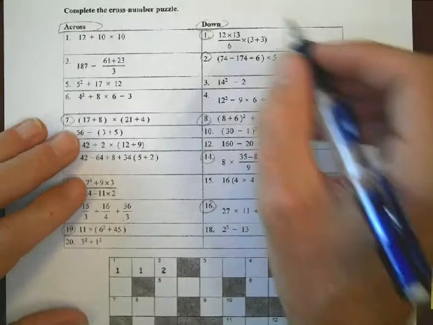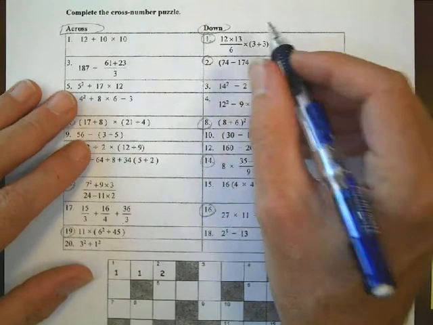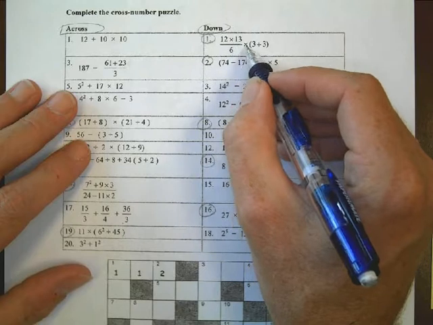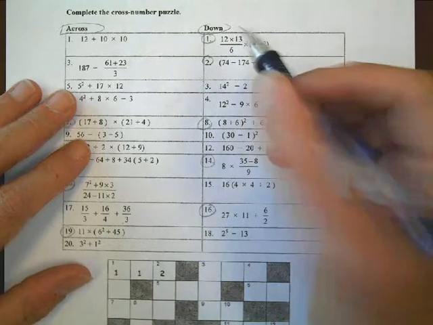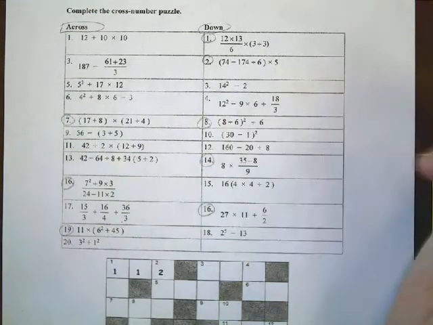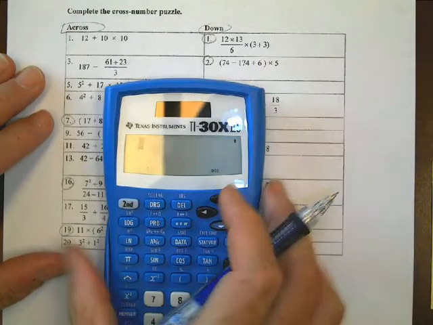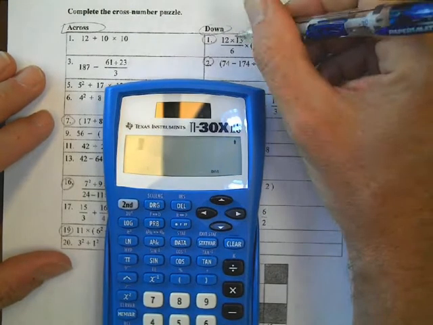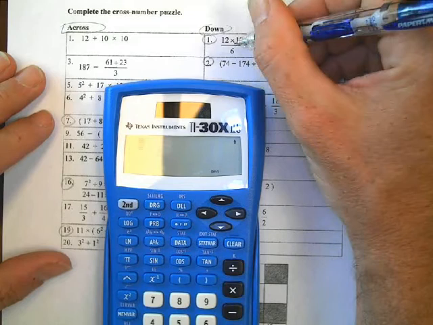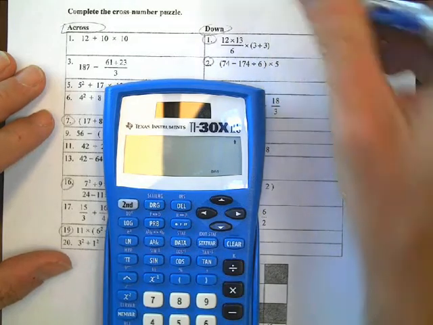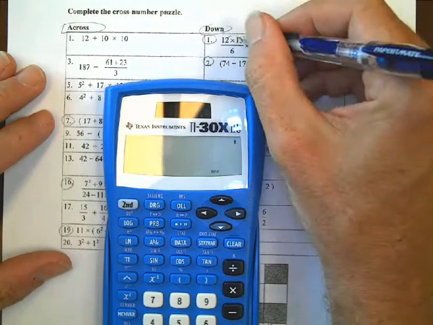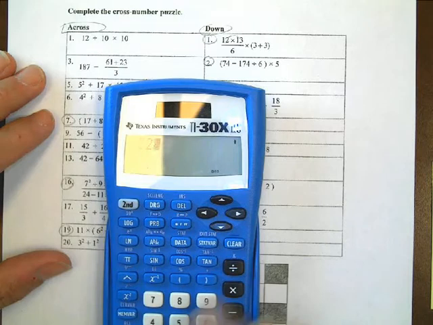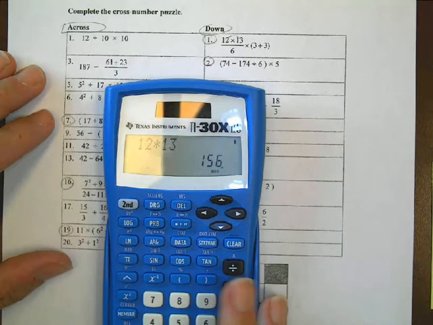When I begin with number 1 down, I have 12 times 13 divided by 6 times (3 plus 3). A lot of things going on here. Order of operations do matter, so let's take a look. First thing I would do is recognize that I'm going to take care of this business here before I multiply it by that business there. So 12 times 13 is the first thing I need to do, and 12 times 13 is actually 156.